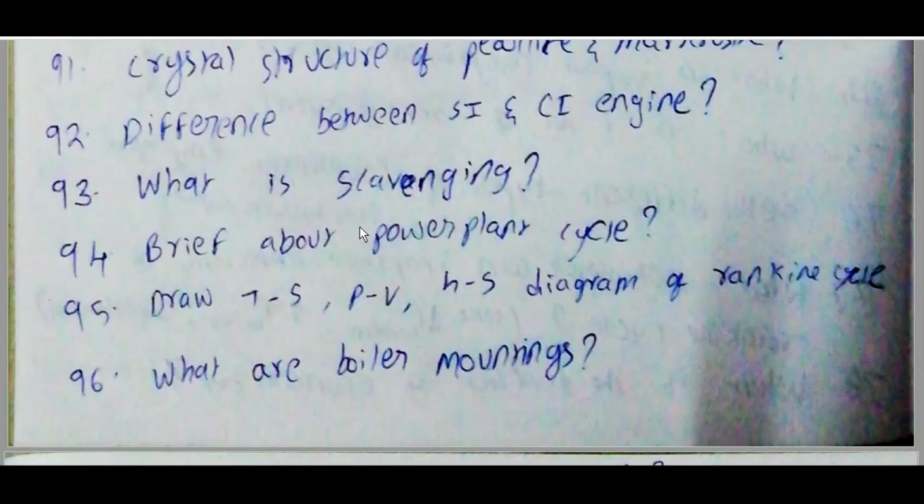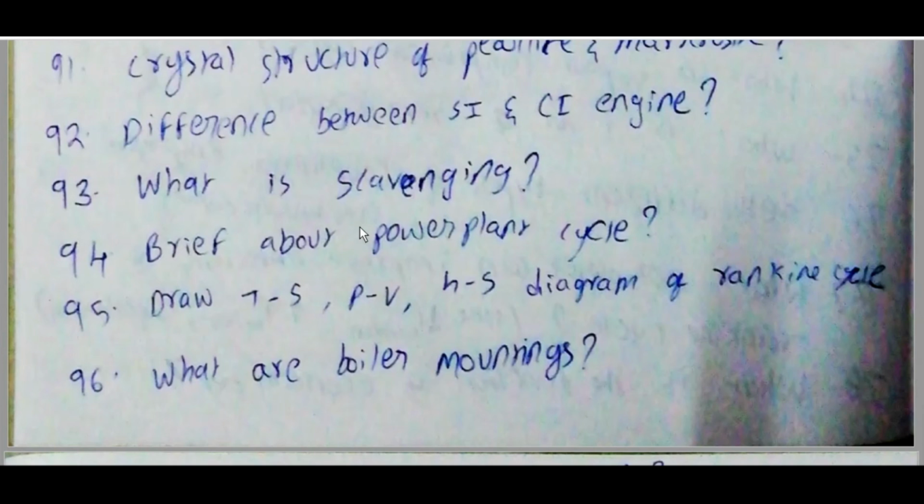Difference between SI engine and CI engine. SI engine, CI engine definition. SI engine is an engine in which spark is used to burn fuel. CI engine is an engine in which heat of compressed air is used to burn the fuel.